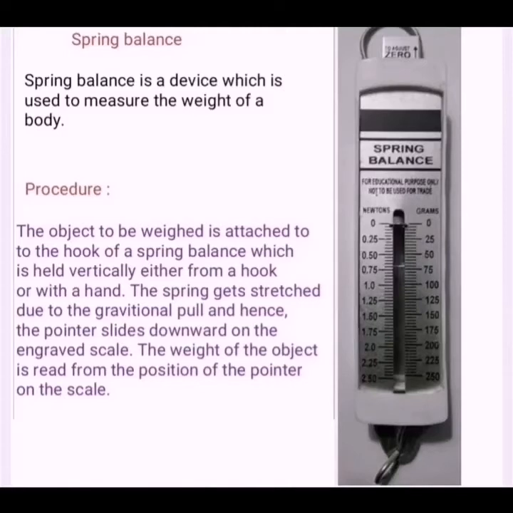Procedure: the object to be weighed is attached to the hook of a spring balance, which is held vertically either from the hook or with the hand. The spring gets stretched due to the gravitational pull, and hence the pointer slides downward on the engraved scale. The weight of the object is read from the position of the pointer on the scale.